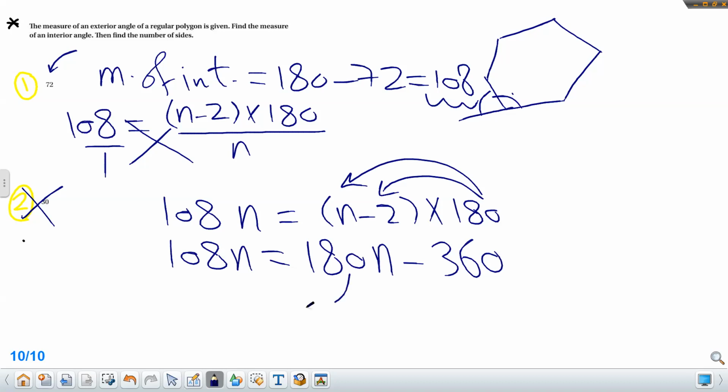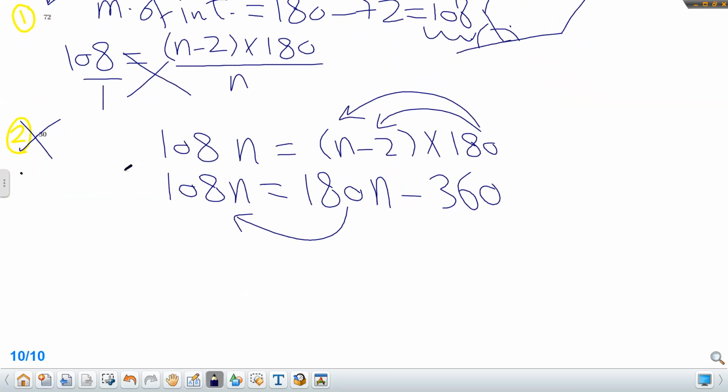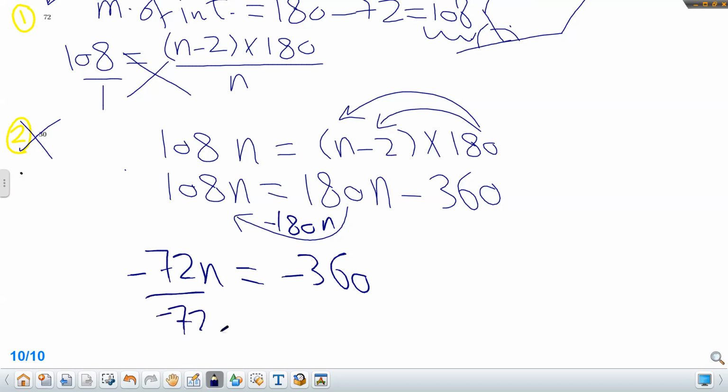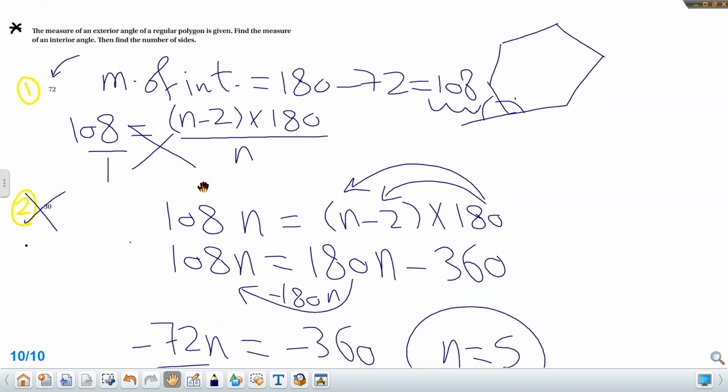You can collect the n's on the same side. 108n minus 180n will be negative 72n equals negative 360. How to find n? Divide by negative 72 on both sides. Then n equals 5. The number of sides equals 5 and the measure of the interior angle equals 108.